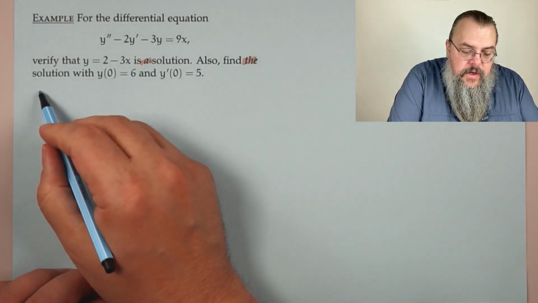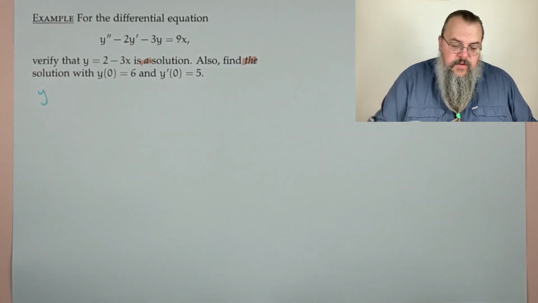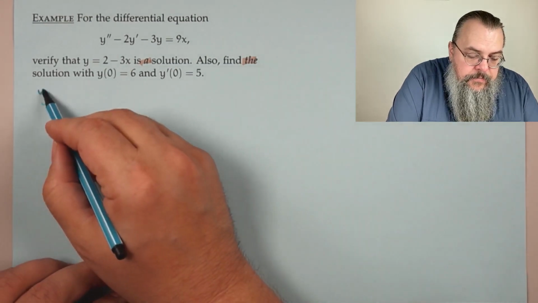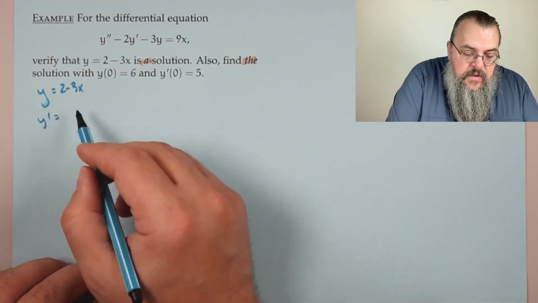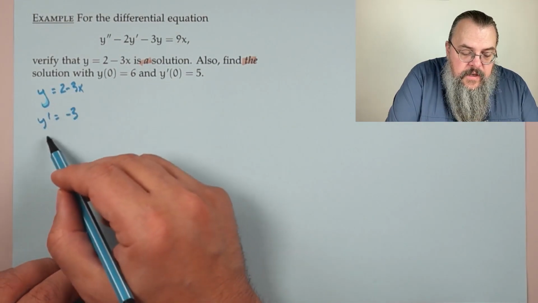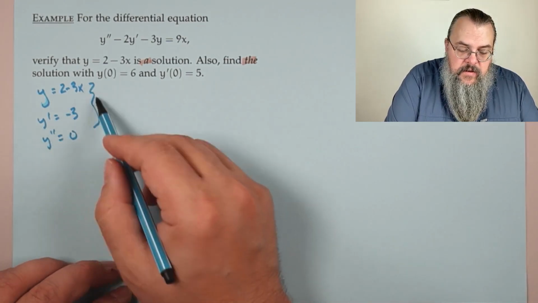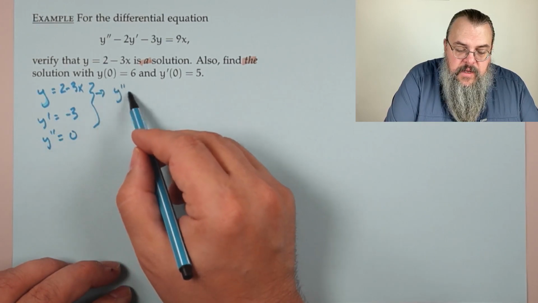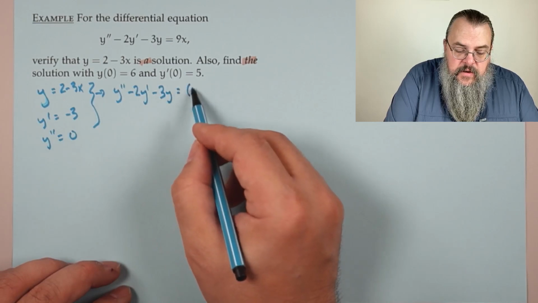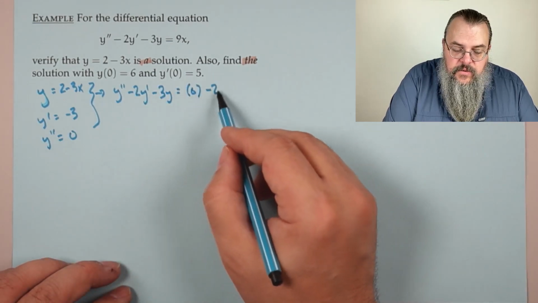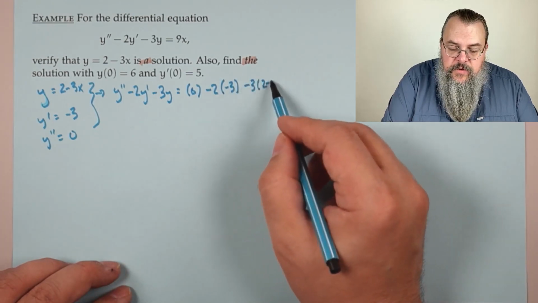So we start the process. Let me go with a darker color here. Y is 2 minus 3x. Y prime is the derivative of that, which is negative 3. And y double prime is the derivative of that, which is 0. So y double prime minus 2y prime minus 3y is 0, subtract 2 times negative 3, subtract 3 times 2 minus 3x.